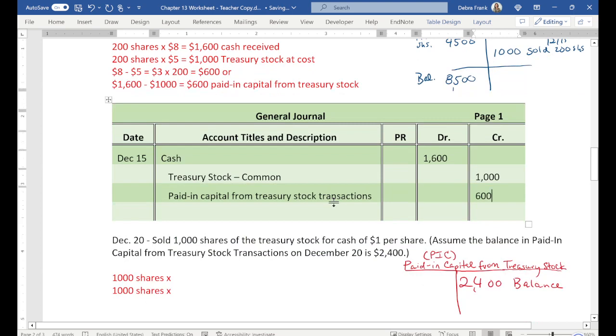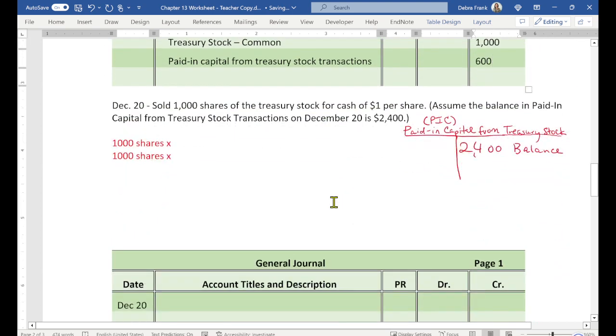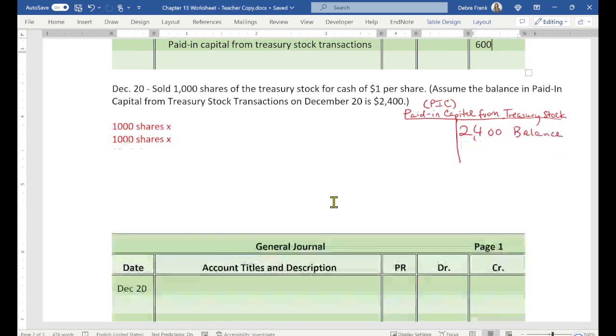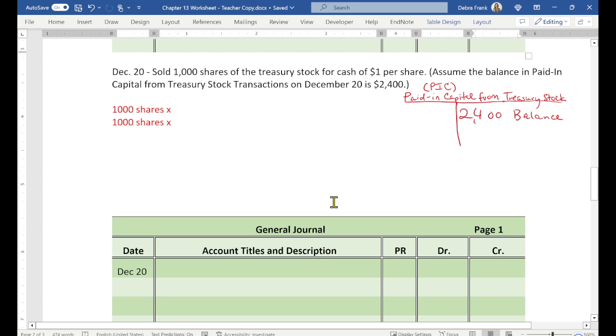Let's do December 20th. So I made a little bit of a T account already because it's a long one. And some placeholders so I can try my best to stay organized for you. So we have here sold 1,000 shares of Treasury stock for cash of $1 per share. And it says assume the paid in capital from Treasury stock transactions on December 20th is actually 2,400. All right. So paid in capital from Treasury stock, its normal balance, that's what we're going to assume, is going to be on the credit side for 2,400.